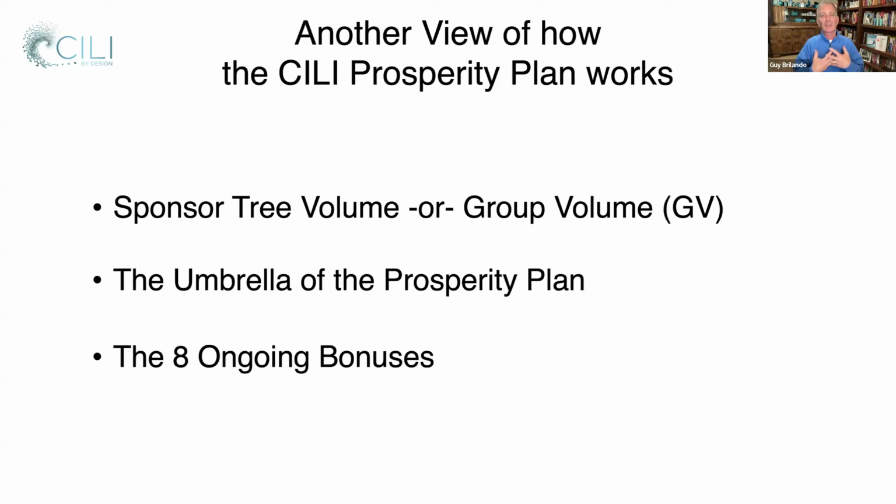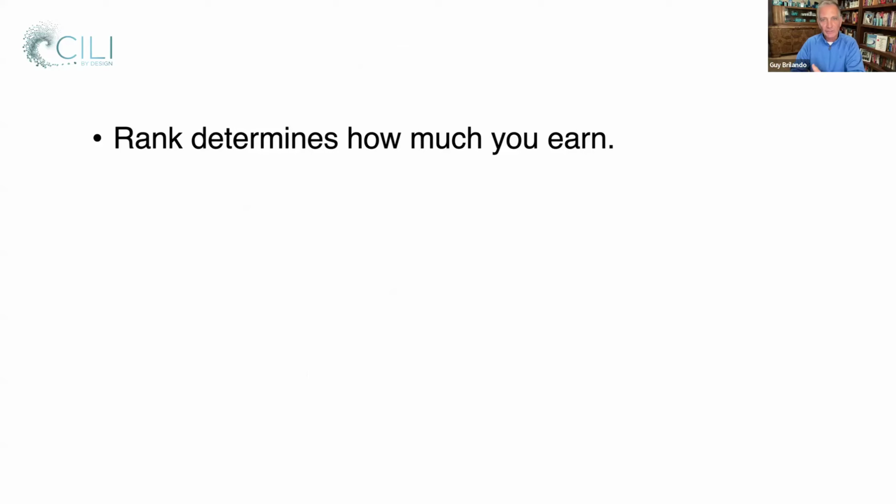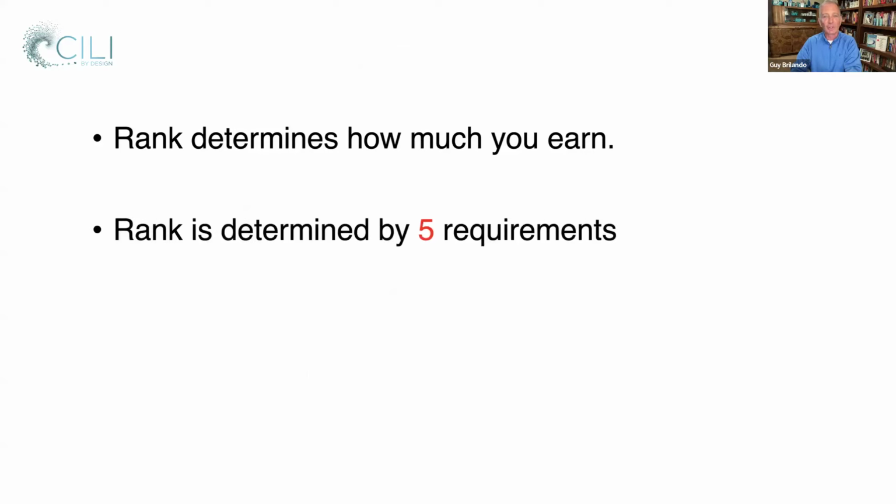All right. So everything is going to be based on your rank, and your rank is based on your group volume and some other requirements that we're going to cover here. But that determines how much money you make from each of those 8 ongoing bonuses. Rank determines how much you earn. Rank is determined by 5 different requirements. First of all, your autoship, you being qualified. All right, if you're on autoship, that's the easiest way to make sure that that's happening. If you're in the US, you have to have a customer requirement. You also have to have a member requirement for everybody. And then there's a volume requirement. And then there's what we call a split.